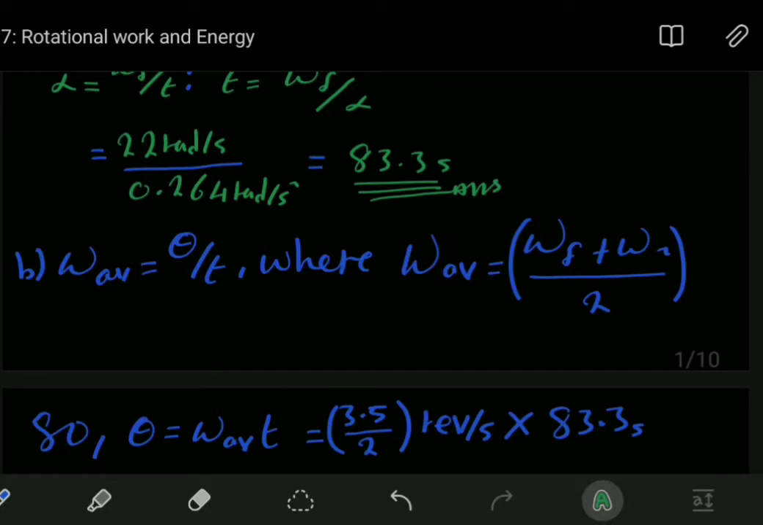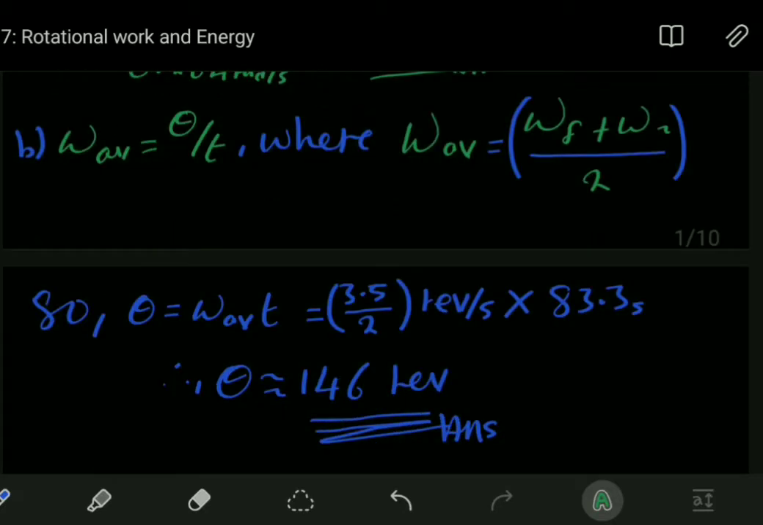Okay, so the average velocity gives us displacement over time, where the displacement here is going to be our number of revolutions. We should also notice that the average velocity is given as the final plus initial divided by 2. Since our initial was 0, we're simply going to remain with the final divided by 2. So from this equation, we can make the displacement, or rather theta, the subject.